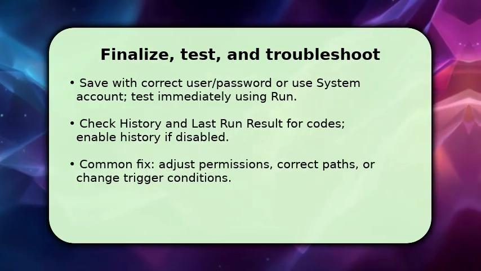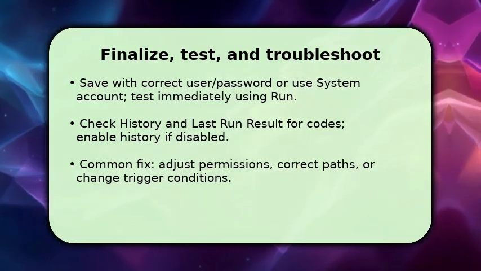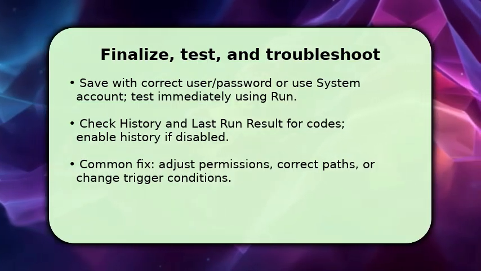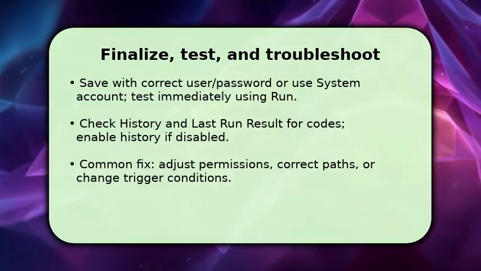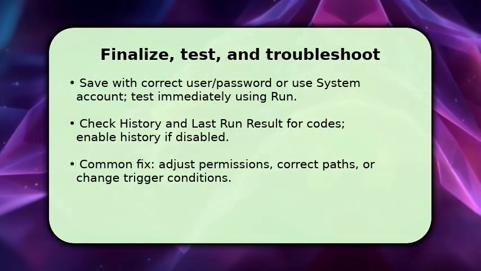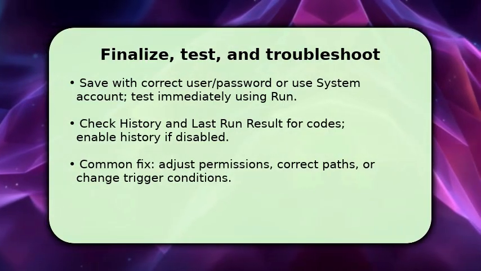immediately using Run. Observe the last run time and last run result. Make sure task history is enabled to see detailed events. If it fails, check return codes and the event viewer. Common issues include wrong file paths, missing permissions, or network-dependent conditions.